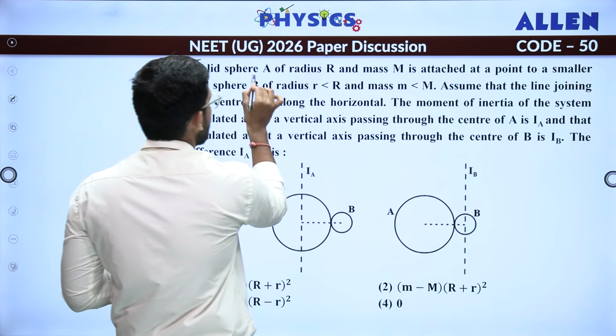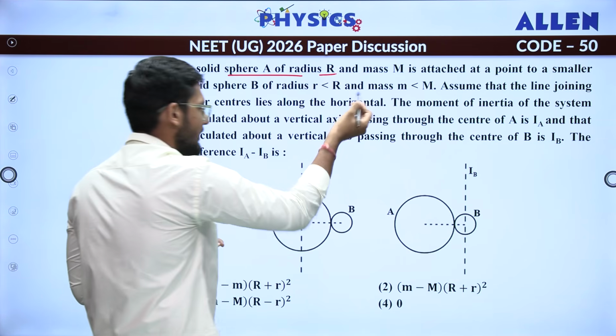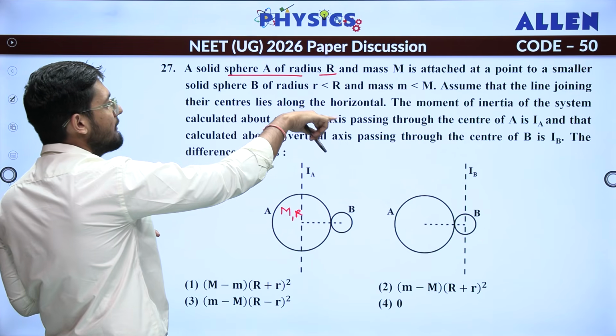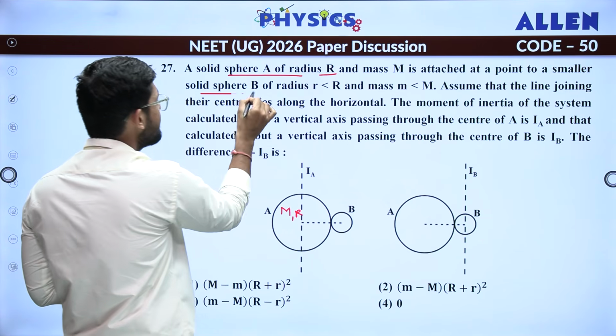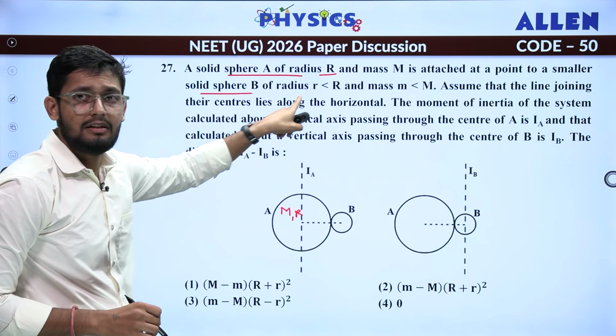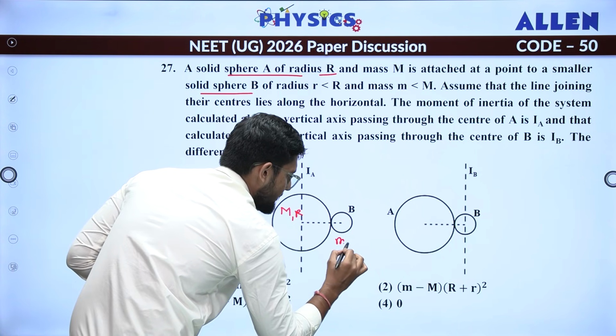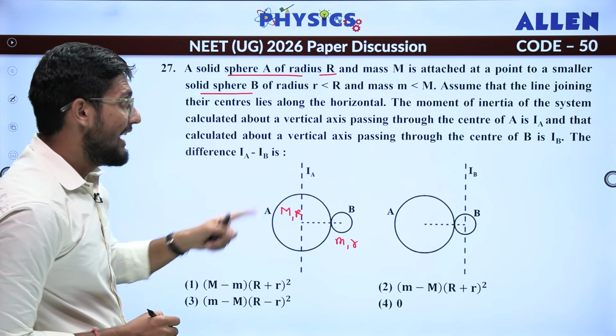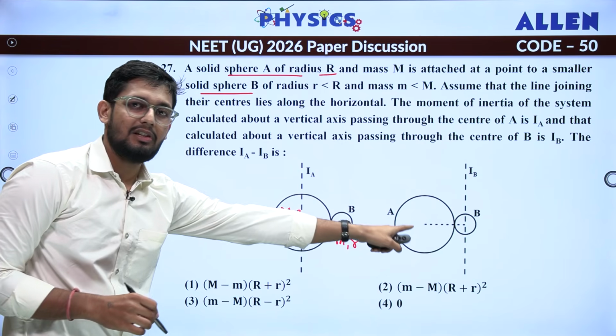You have a solid sphere A of radius R, mass M. So this is mass M, radius R. Then you have solid sphere B, having mass small m, radius small r. So this is small m and small r. Now you need to write down the value of IA and IB. These are the two situations given to you.